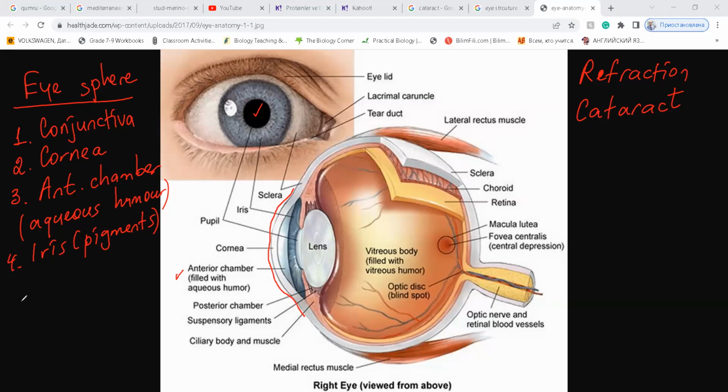So the iris contains pigments, and I said the reason in here. And also in the iris, we have two muscles, guys. I will write these muscles. These muscles are known as circular muscles and radial muscles. So we have two types of muscles. Don't forget, circular muscles and radial muscles.